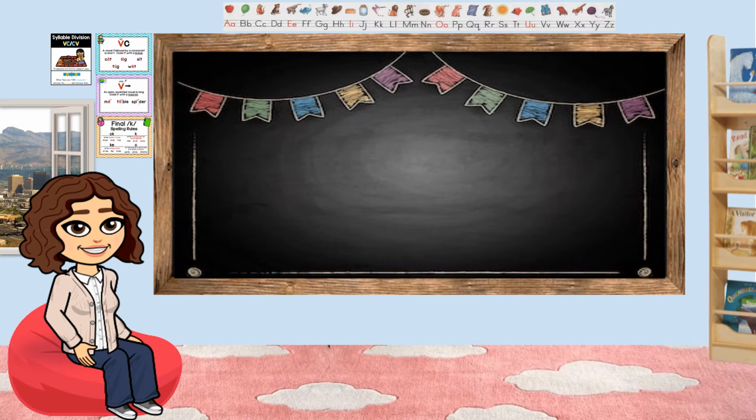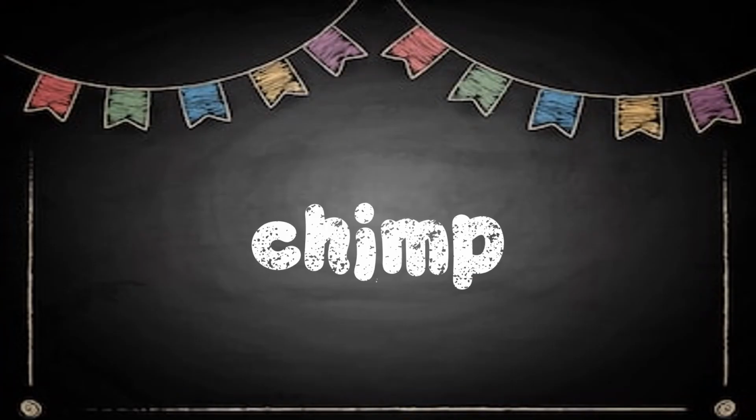Let's practice coding some words. I have this word up on my board. How should I code this word? Do you see a vowel? Is the vowel followed by a consonant? Yes, it is. So we're going to code our vowel with a breve. What else do you see? We see digraph CH. So we're going to underline it. This is the word chimp. I saw the little chimp at the zoo.